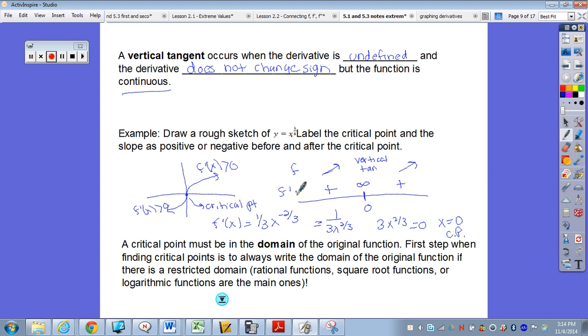So a key thing is a critical point must be in the domain of the function. If we look at this example, 0 is in the original function because 0 to the 1/3 is 0. So the first step when finding critical points is always to write the domain of the original function. We didn't for the last two examples because the domain is all real numbers. But if you hit a function like a rational function, a square root function, or a log function, you should pay attention to the domain, because if you get where the derivative is 0 or undefined, but it's not in the domain, it is not a critical point.